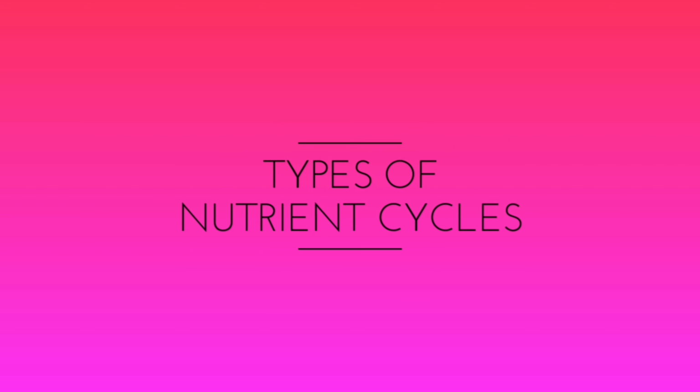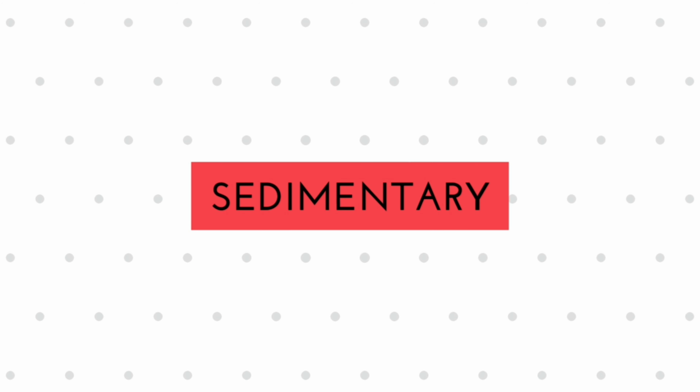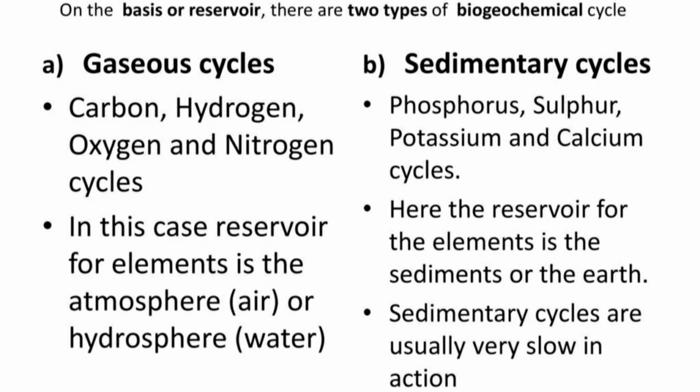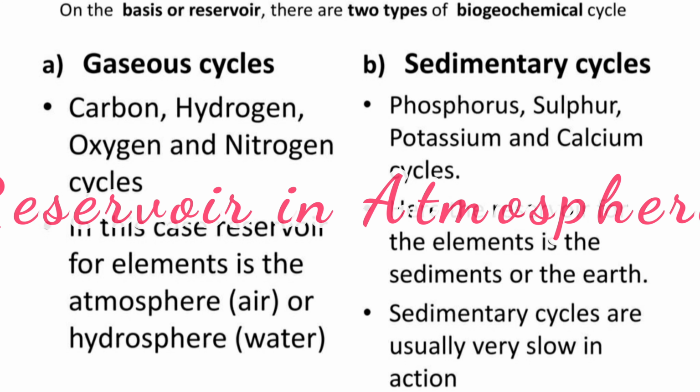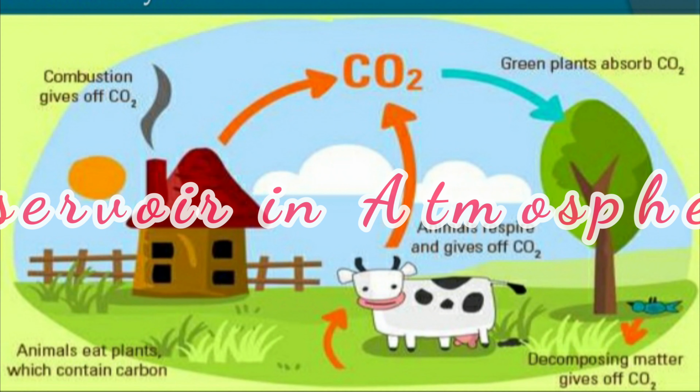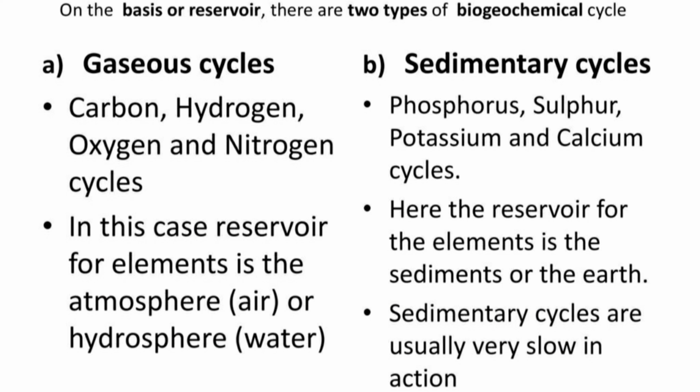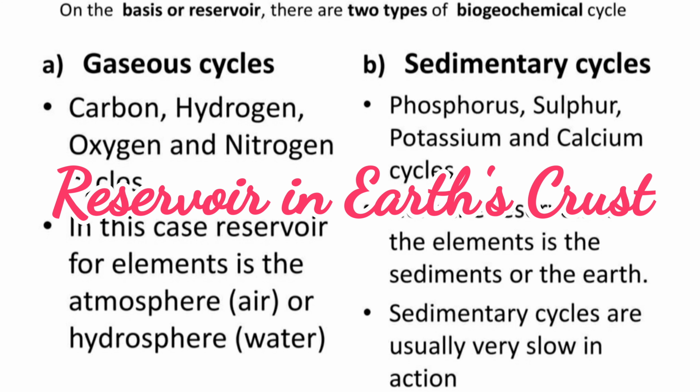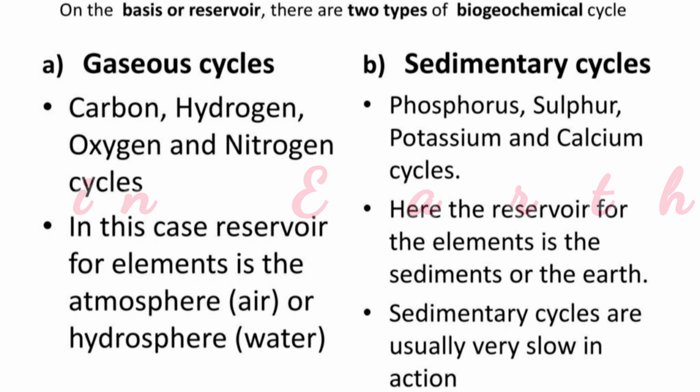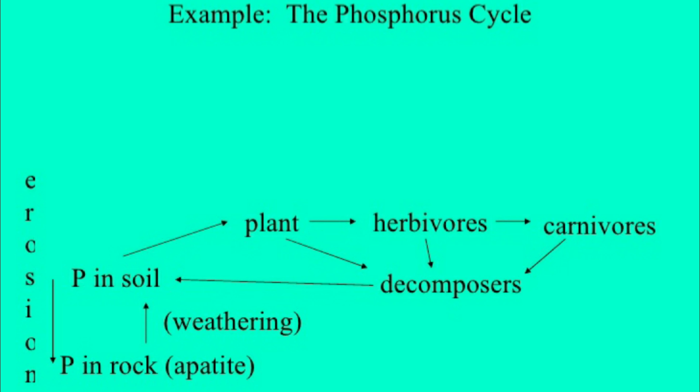Based on the reservoir of nutrients, nutrient cycles are classified into two types. The first one is gaseous and the second one is sedimentary. The reservoir of gaseous nutrient cycles exists in the atmosphere, for example, the carbon and nitrogen cycle. The reservoir for the sedimentary nutrient cycle exists in the Earth's crust, for example, the sulfur and phosphorus cycle.